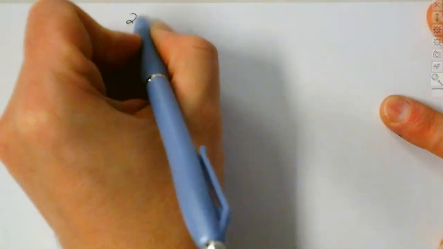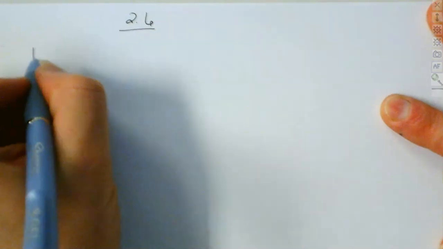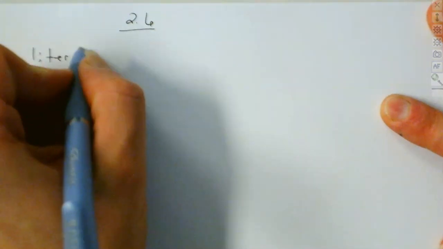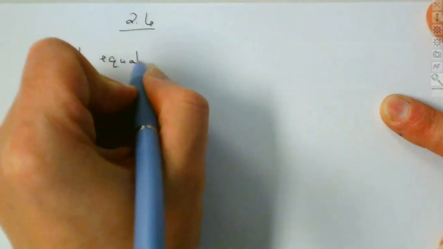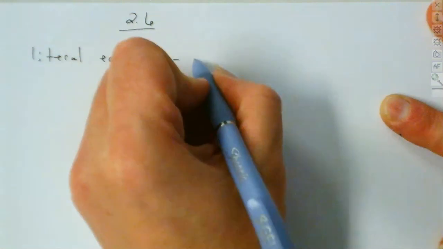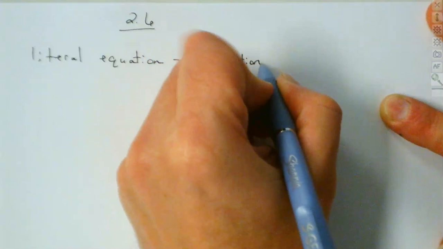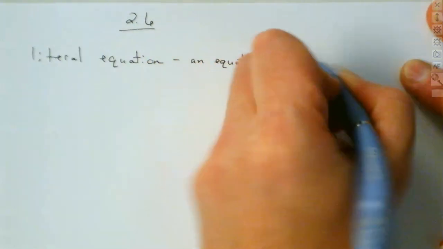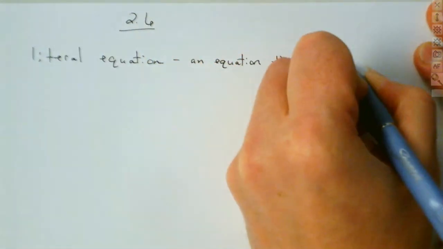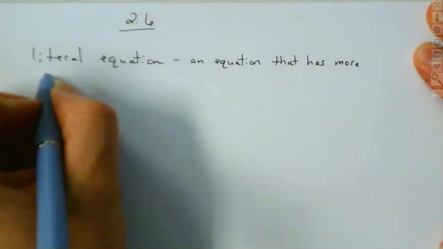7.6. And we're going to talk about literal equations. And literal equations are simply an equation that has more than one variable.